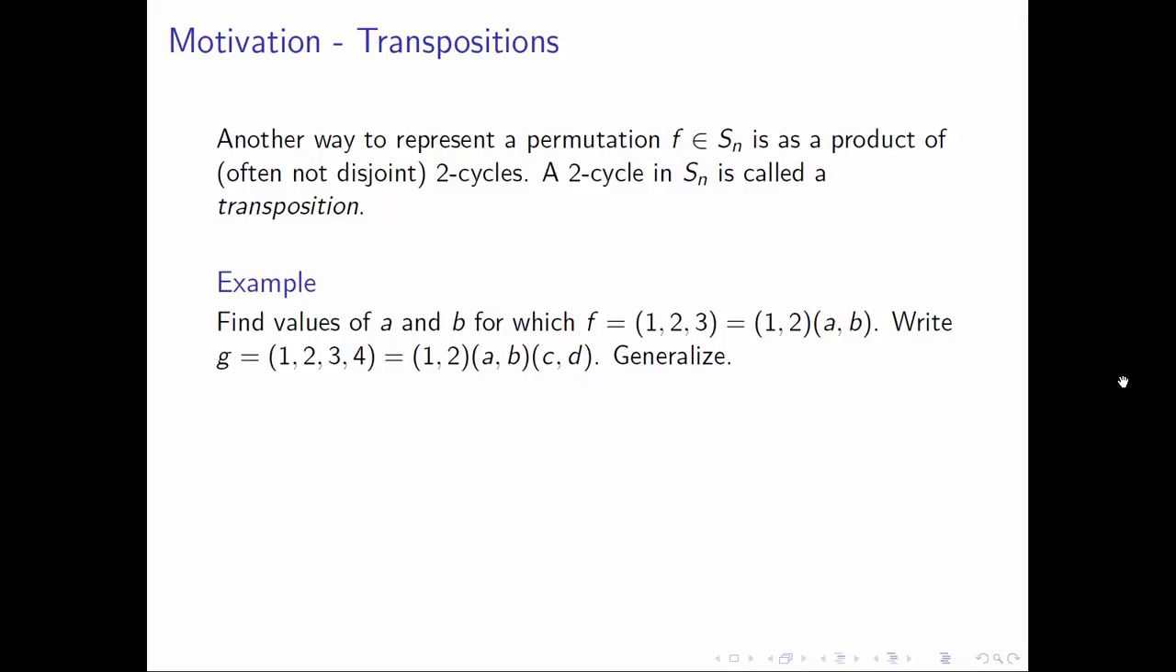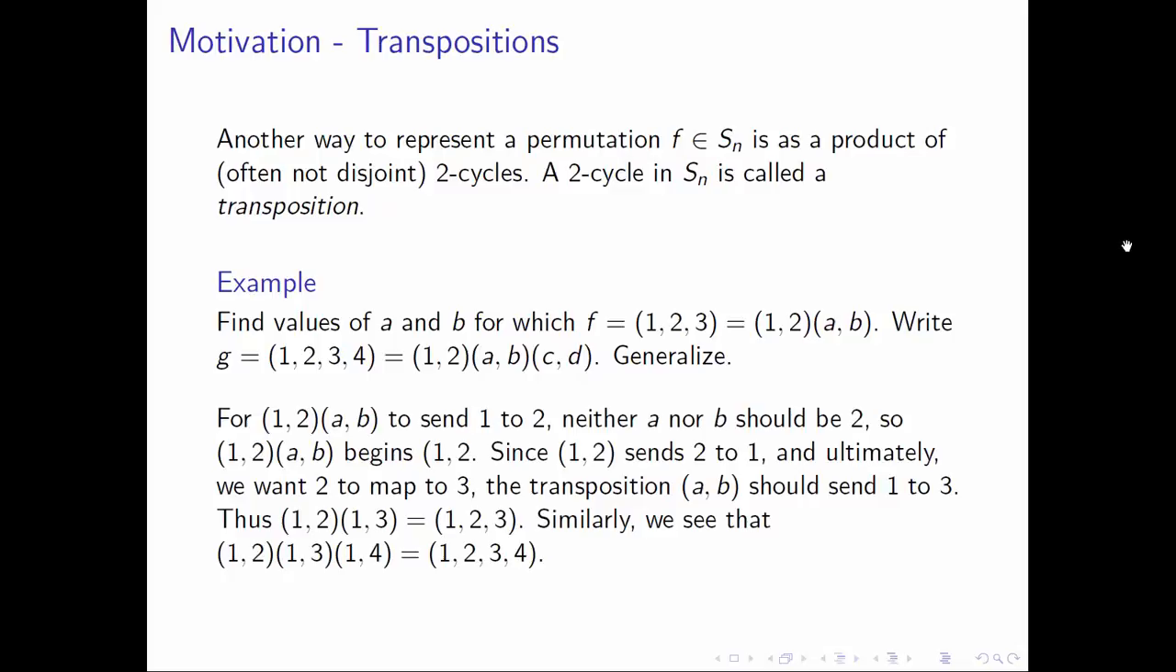And then we'll move on to just a slightly harder example. We'll take the permutation G, which is (1 2 3 4) in disjoint cycle notation, and let's see if we can write it as a product of three transpositions, (1 2), (A B), and (C D). And from there, hopefully we'll see a pattern we'll be able to generalize, and this will lead us into this more general theorem.